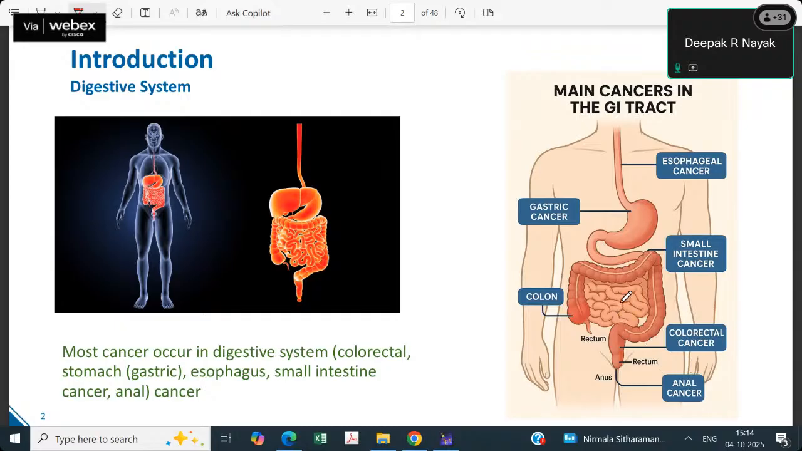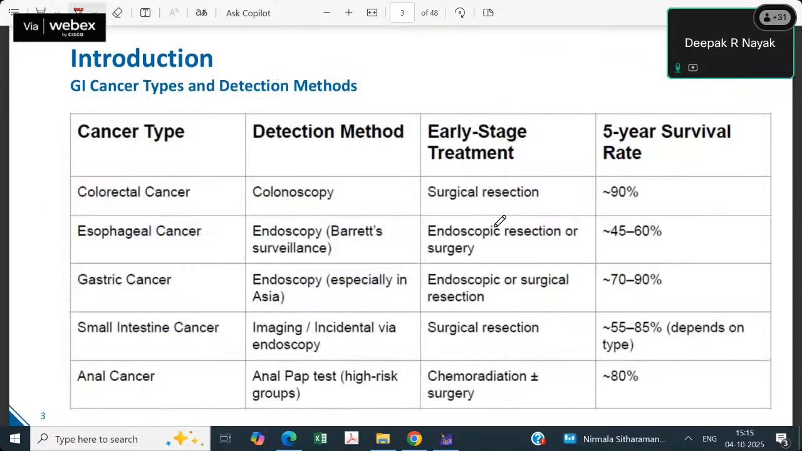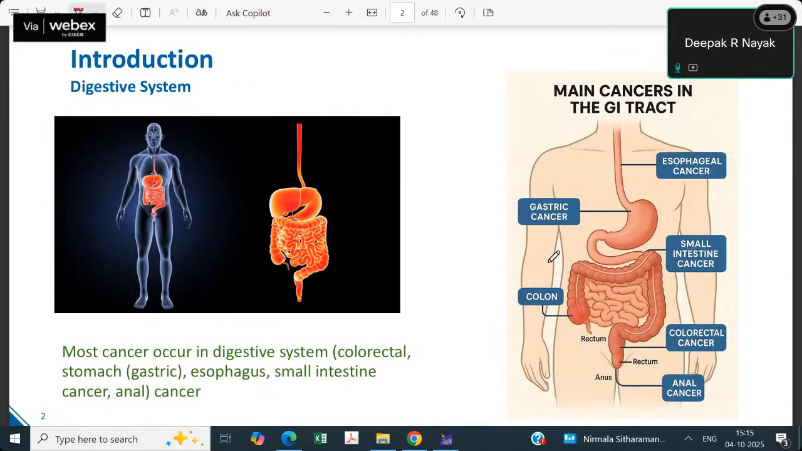So there are different types of cancer that may occur in the GI tract. Out of all these types of cancers, colorectal cancer is the most common one, or you can say, out of all the GI cancers, colorectal cancer holds rank one. Colorectal cancer is also ranked as the third most frequently occurring cancer among all different types of cancers.